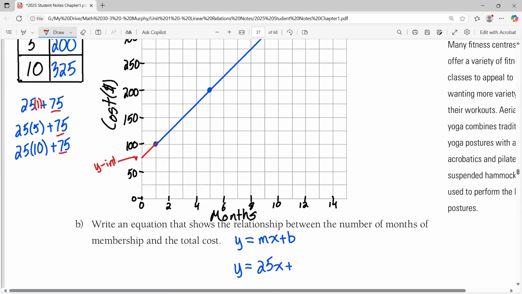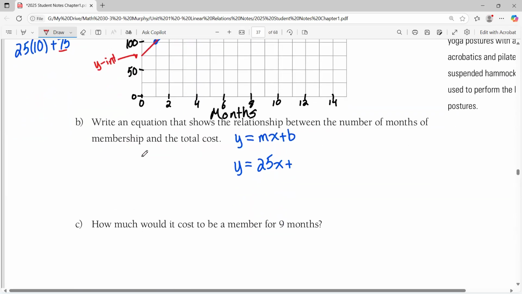25 times X amount of months plus 75, because the y-intercept is where you start. So when you go to a gym, you have to start at $75 no matter how many months. That's another way to think about it. Okay, so we'll add on 75, and there's our equation.